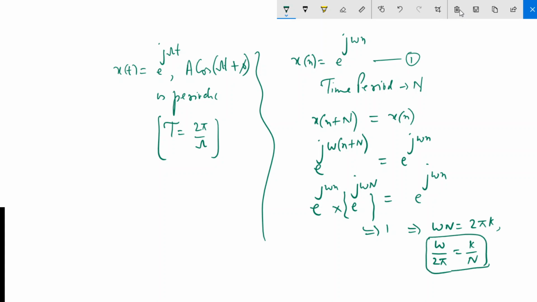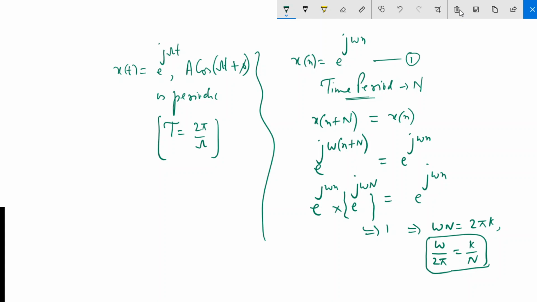This is another major difference. It means if this signal is periodic with time period n, then its frequency omega naught by 2 pi should be the ratio of two integers, k and n, both integers. If it is not the ratio of two integers, this signal is not periodic anyway. And how do you get the time period?